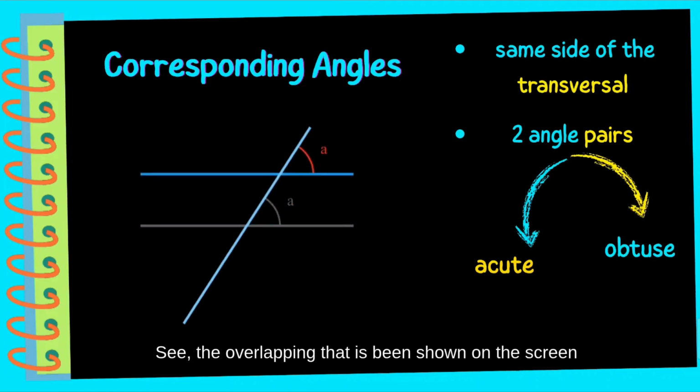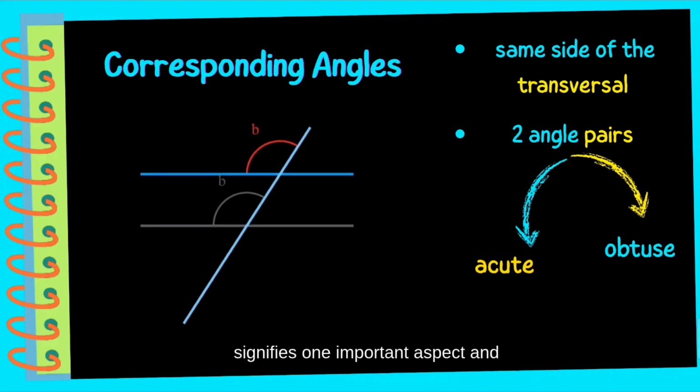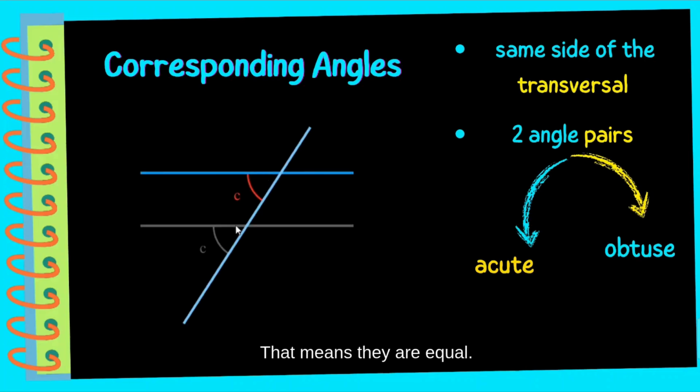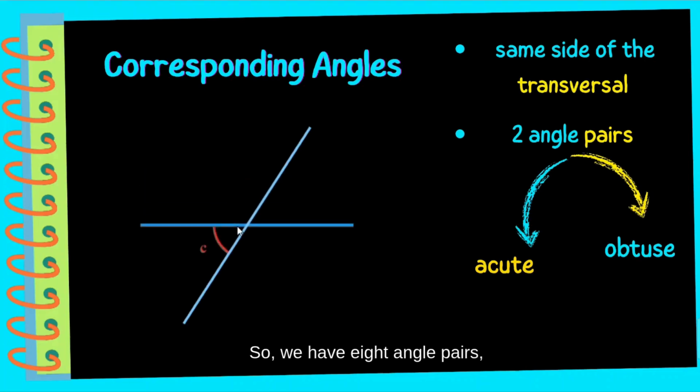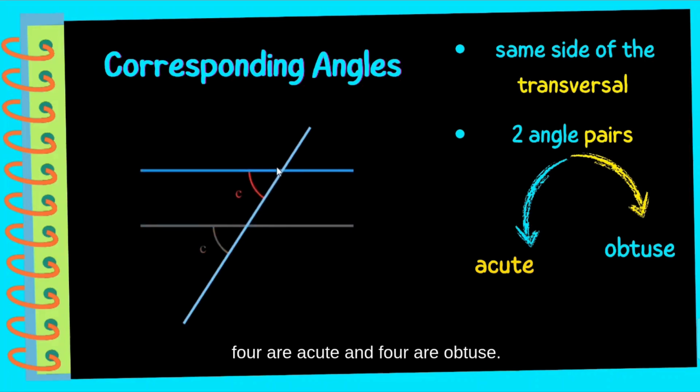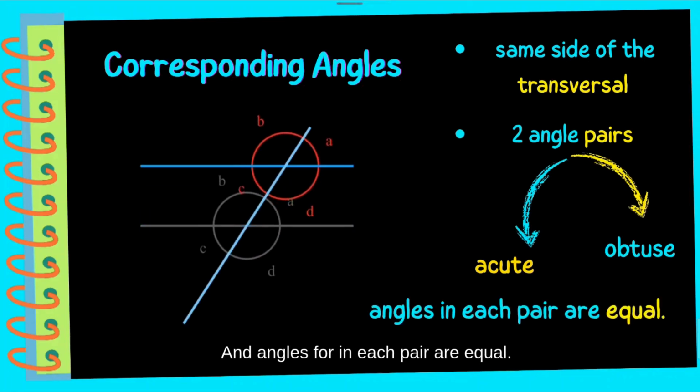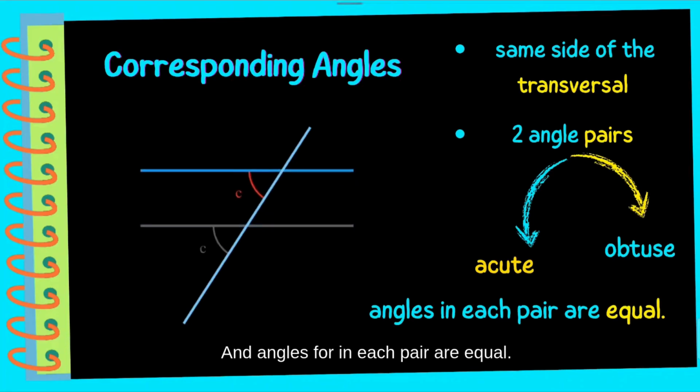See, the overlapping that is being shown on the screen signifies one important aspect and key property in geometry, that is they are congruent, that means they are equal. So we have 8 angle pairs, 4 are acute and 4 are obtuse, and angles in each pair are equal.